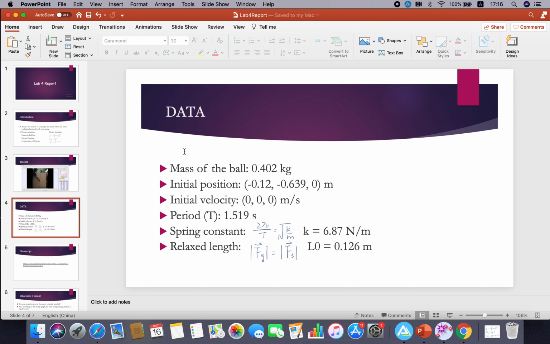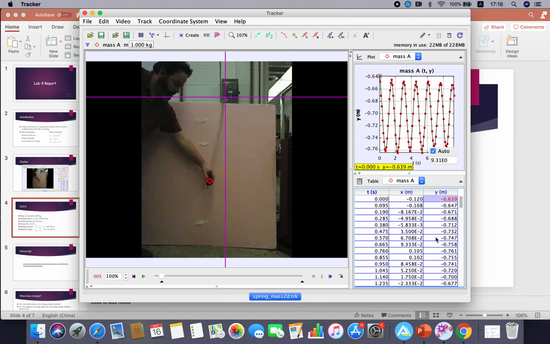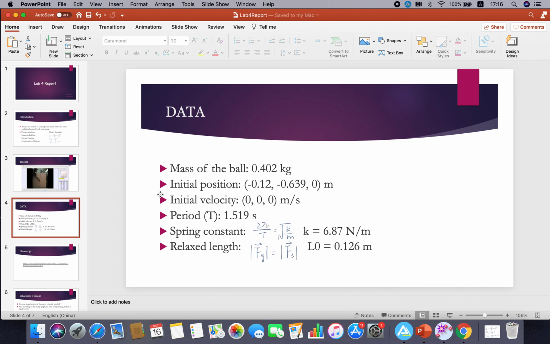The mass of the ball equals 0.402 kilograms, and the initial x and y position, which I get from Tracker. The initial velocity, because the ball is dropped from rest, equals 0.000 meters per second. For the period of oscillation, I chose the time range for 3 periods and divided by 3, so I got the average period of oscillation.